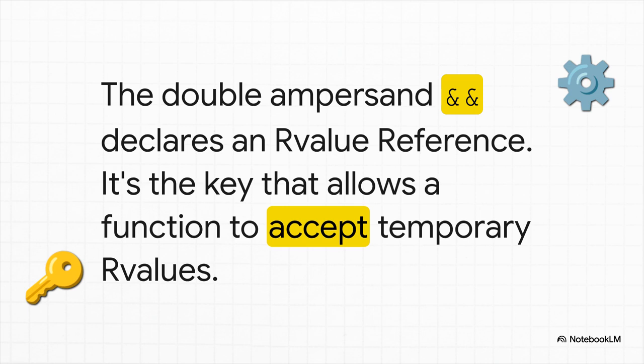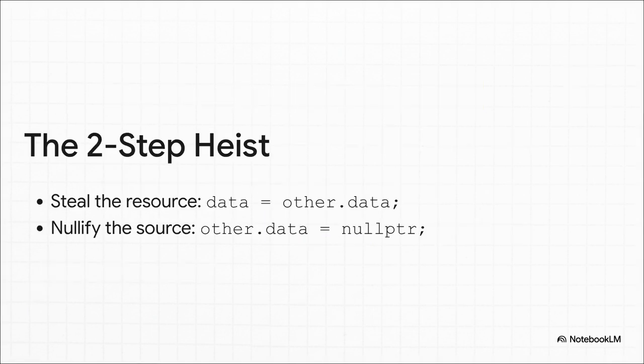It's the gateway for our stealing logic. So let's break down what happens inside. It's really just a simple two-step heist. Step 1, steal the goods. Our new object's data pointer just grabs the memory address from the temporary other object. That's it. No deep copy, no new memory allocation, just a lightning-fast pointer swap.